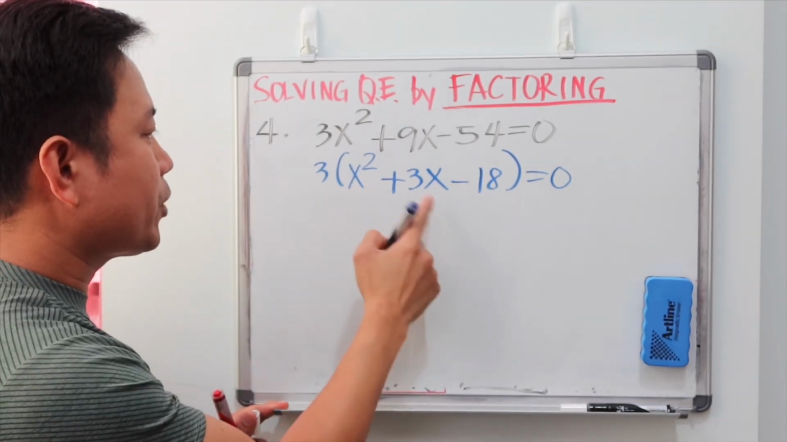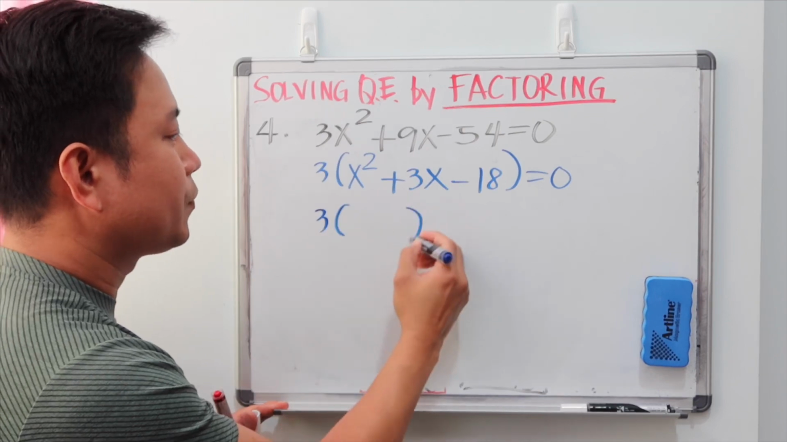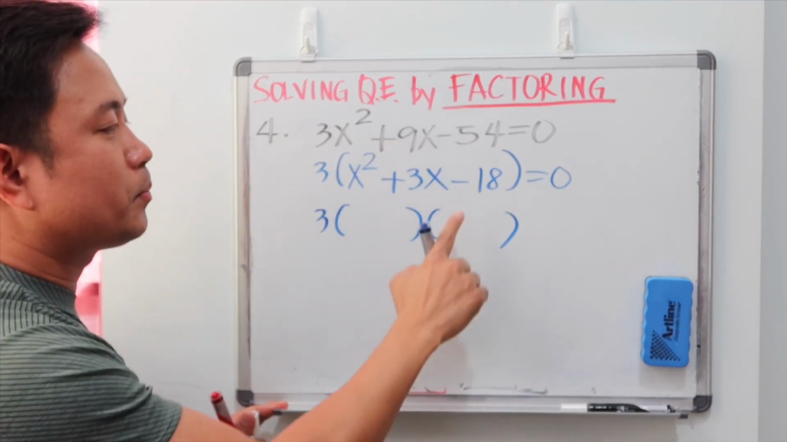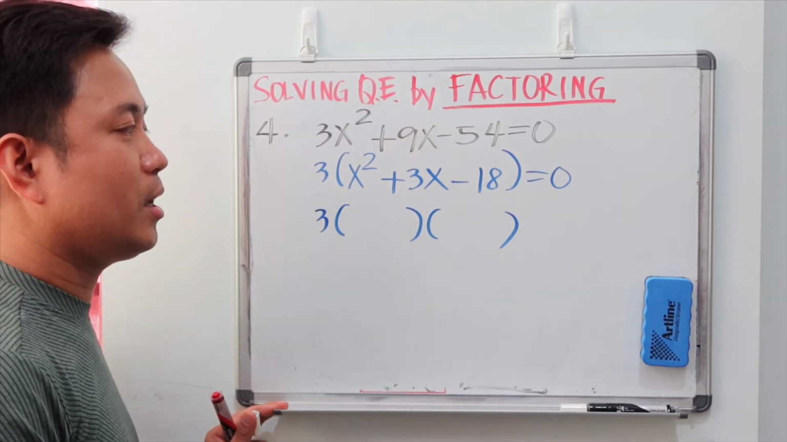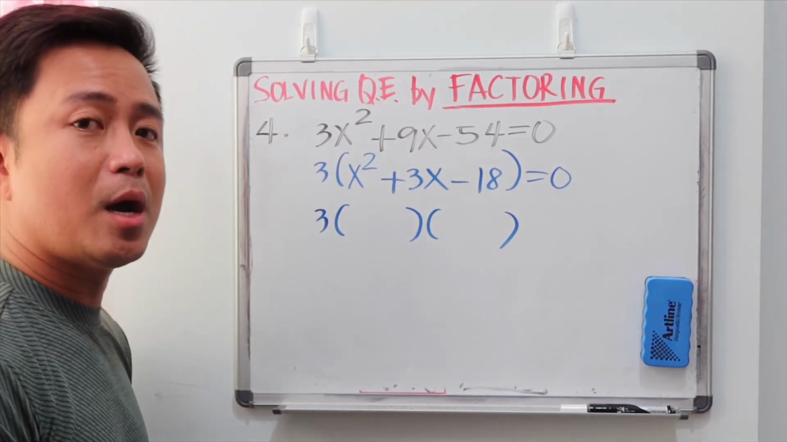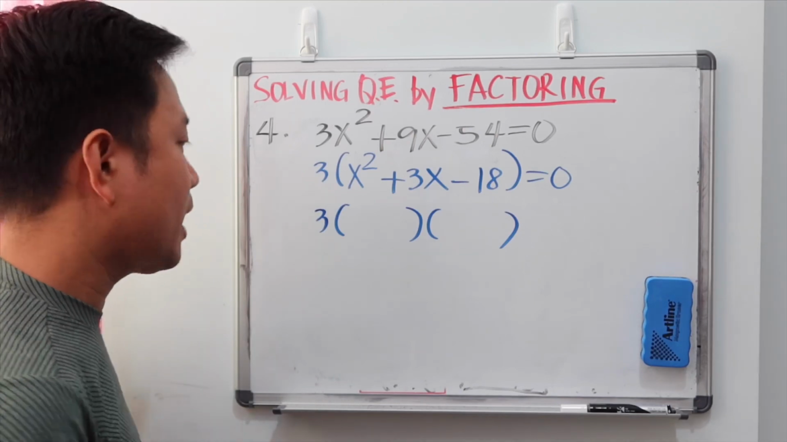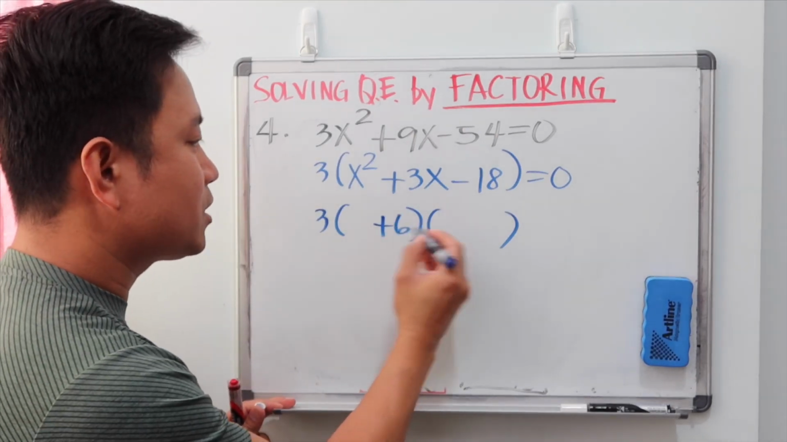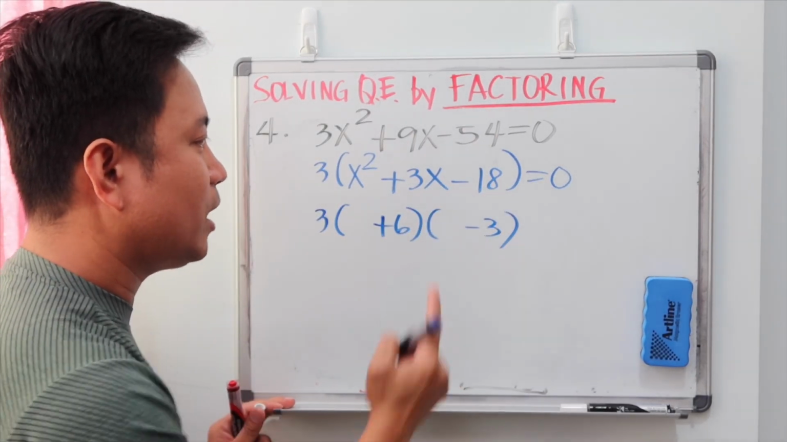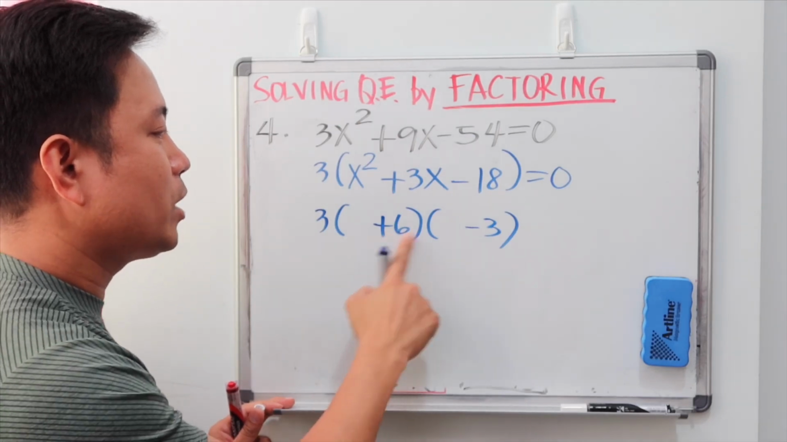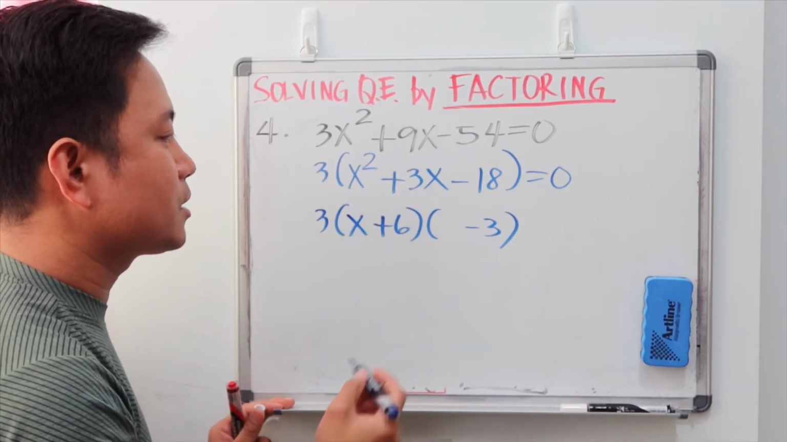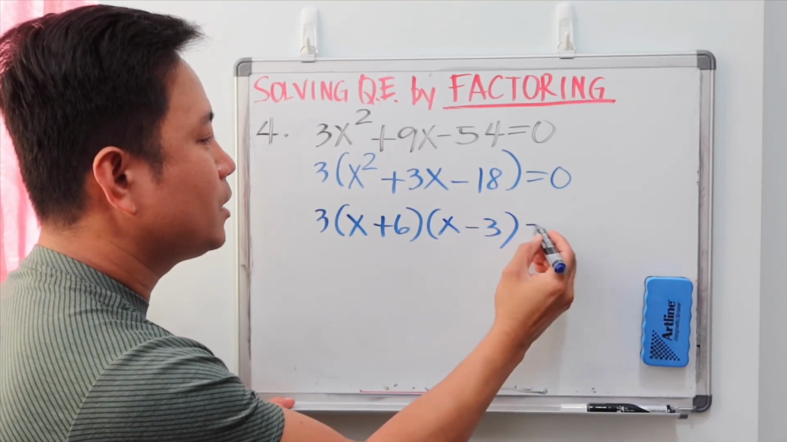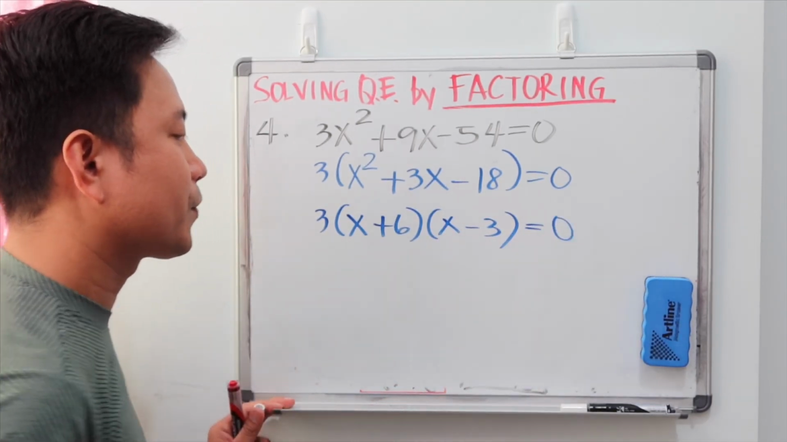Now, these parentheses can be factored by using a product of negative 18 and a sum of 3, which means we're using positive 6 and negative 3. Positive 6 times negative 3 is negative 18 when you multiply them, and when you add them, it's positive 3. So we have x plus 6, x minus 3 is equal to 0.